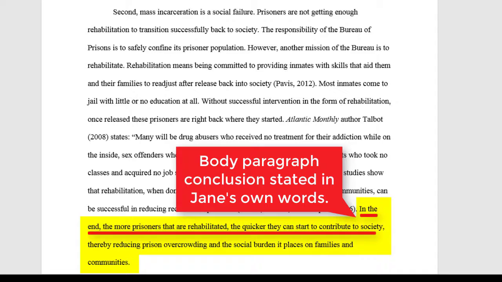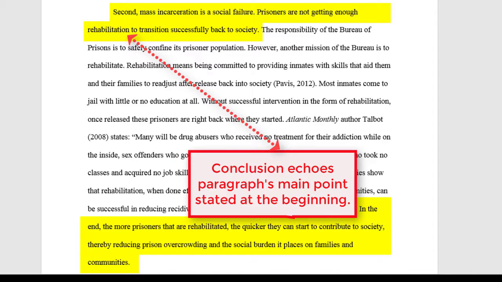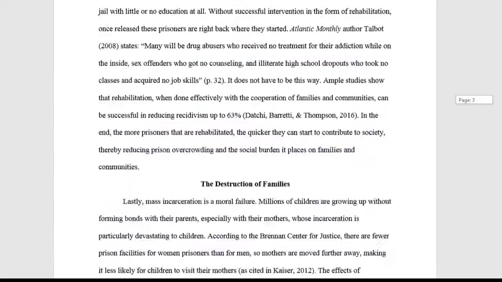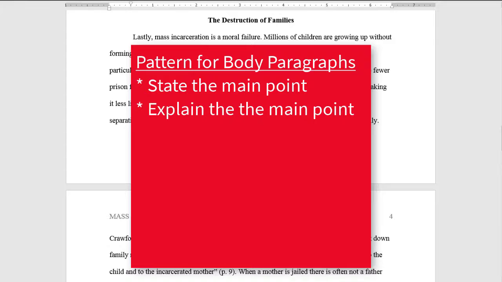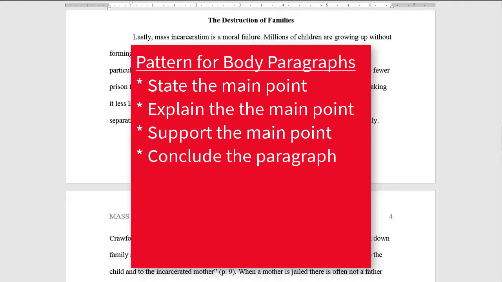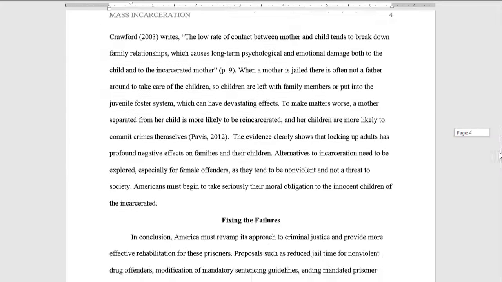"In the end, the more prisoners that are rehabilitated, the quicker they can start to contribute to society, thereby reducing prison overcrowding and the social burden it places on families and communities." So Jane ends by echoing in her own words the main point of the paragraph that she began with, the need for more rehabilitation. Jane's third body section on the destruction of families follows the same pattern: state, explain, support, conclude, and is followed by the essay's conclusion paragraph.